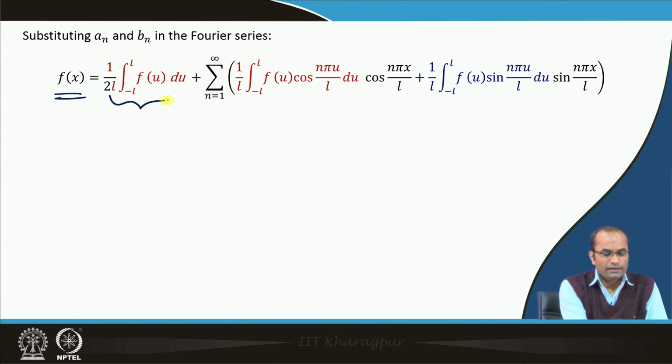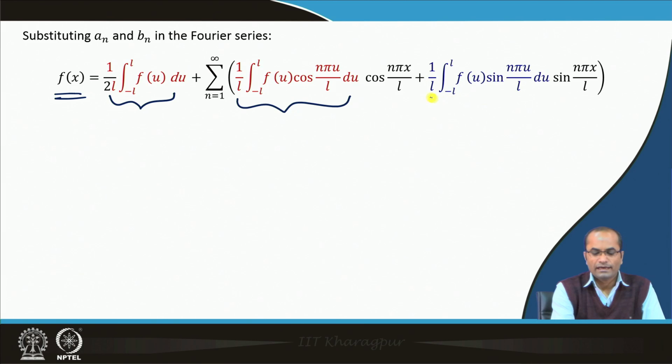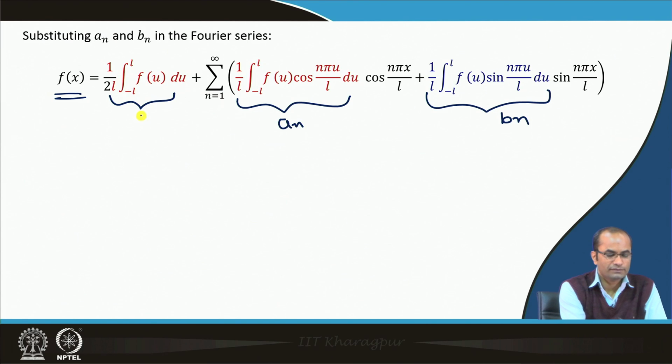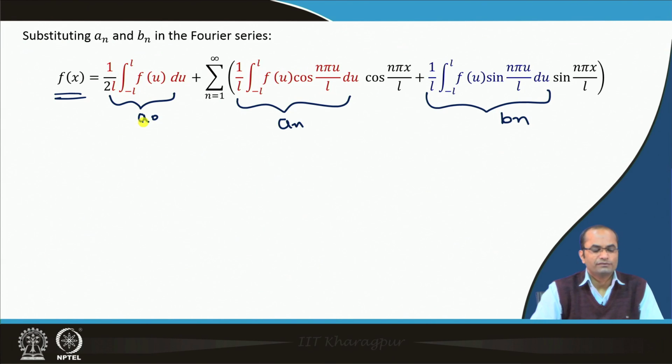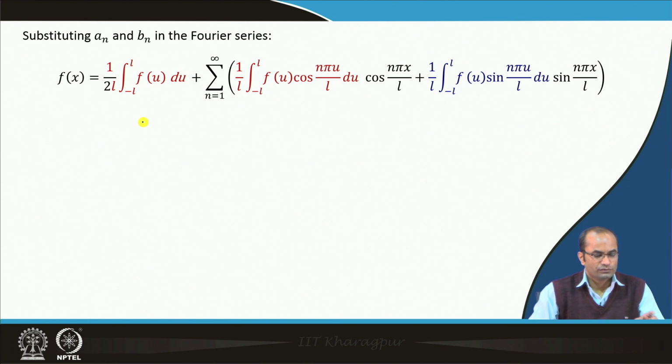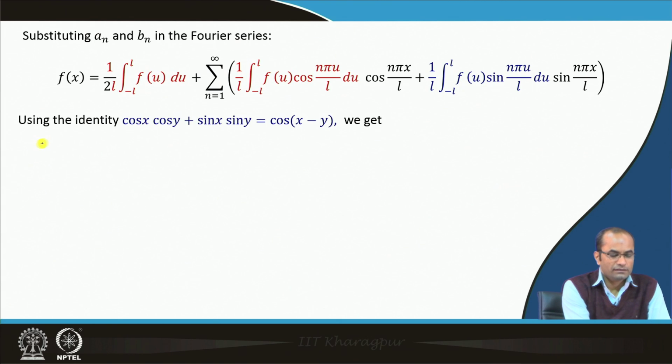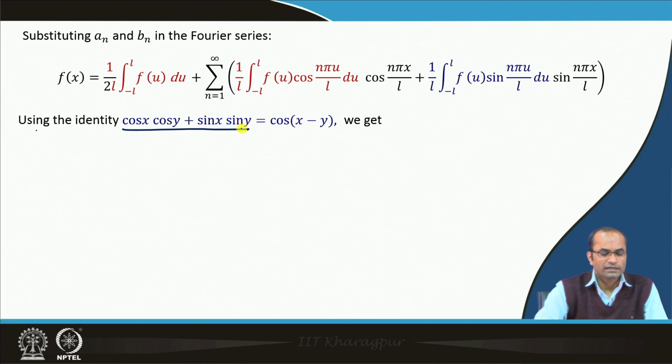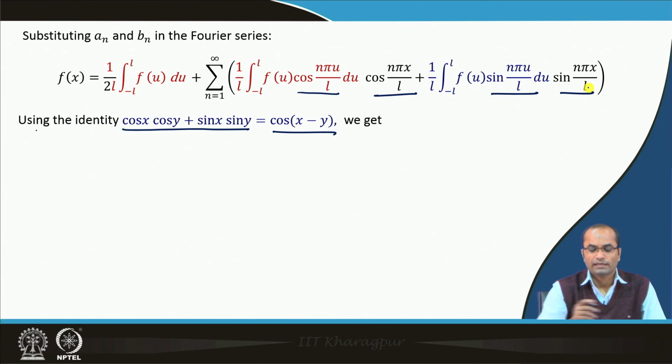Substituting the values of a naught, a n and b n, this red portion here is a 0. We have plugged these values into the Fourier series and we will proceed now. So this is equal to f(x), and then we can use the identity cos x cos y plus sin x sin y is equal to cos(x minus y), because here we have exactly cos x and then cos of something y. If we merge these two integrals, then we have a plus sign and then again the integral.